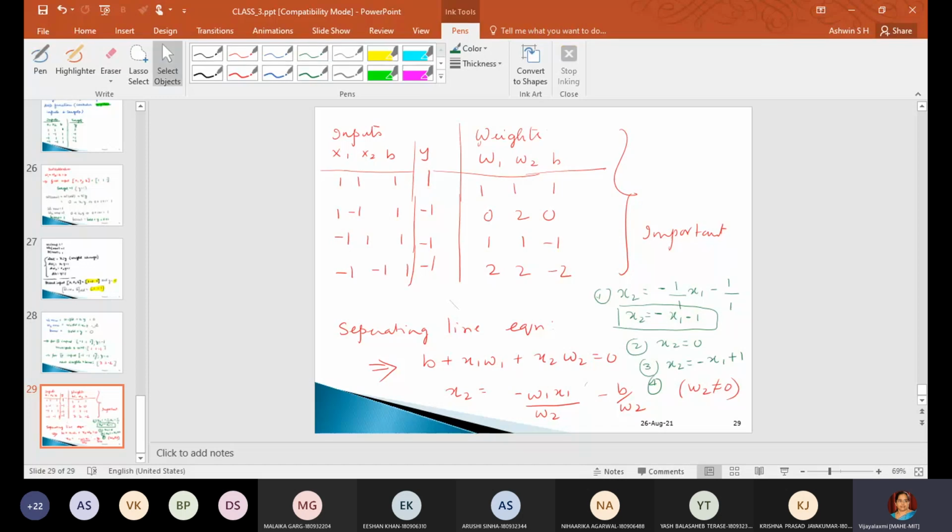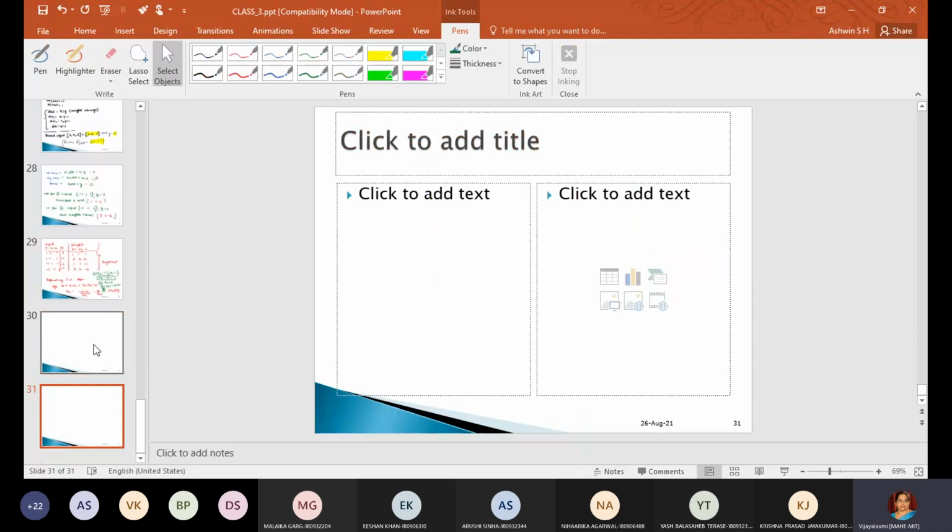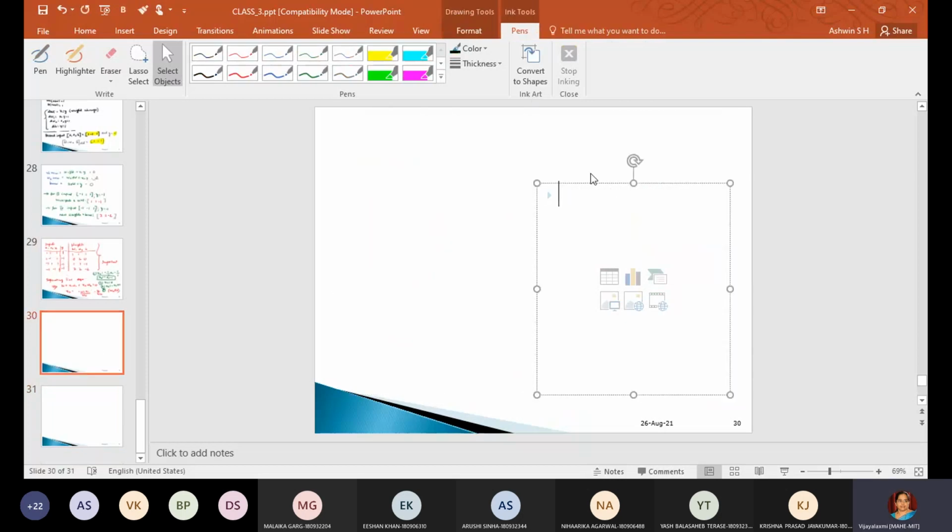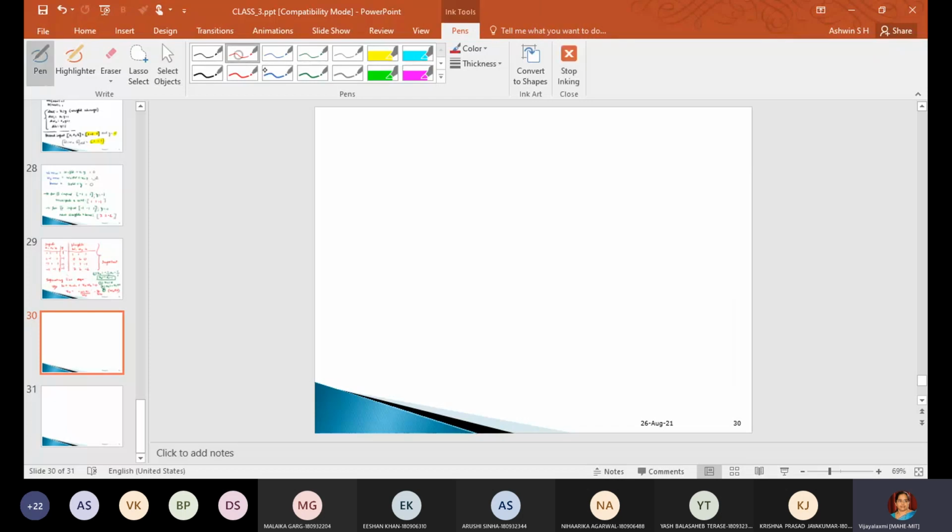Now what I will do is draw the four graphs. Okay, so plot the graphs. See here, this is the first graph. This is my second graph.